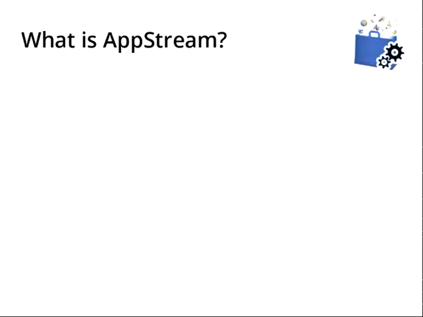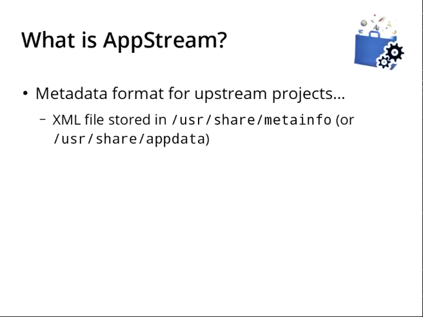Because AppStream is one of the lesser known projects in Debian, first of all, what is AppStream actually? Besides having a very bad name to talk about at conferences, because it's constantly confused with AppStream with the U. So I hope I can make it clear when I'm talking about AppStream projects and AppStream, the thing that's metadata. AppStream is a metadata format which is shipped by AppStream projects. It's a small XML file which is commonly found in /usr/share/metainfo, or /usr/share/appdata as a legacy path.